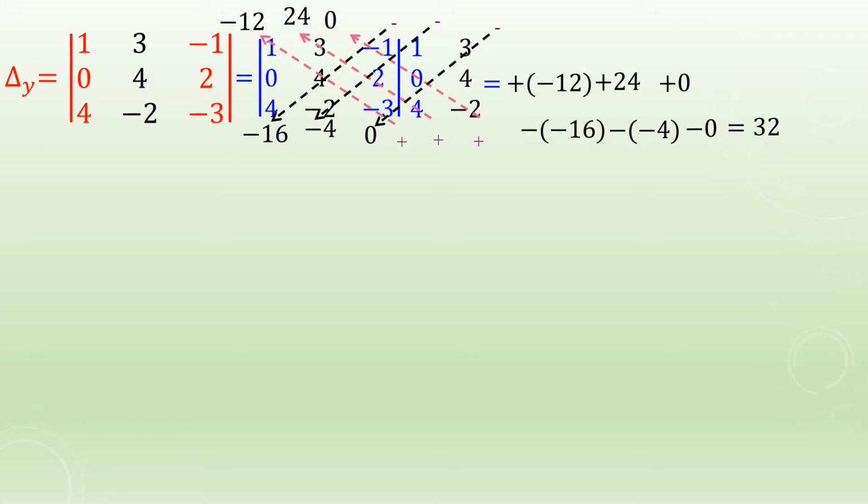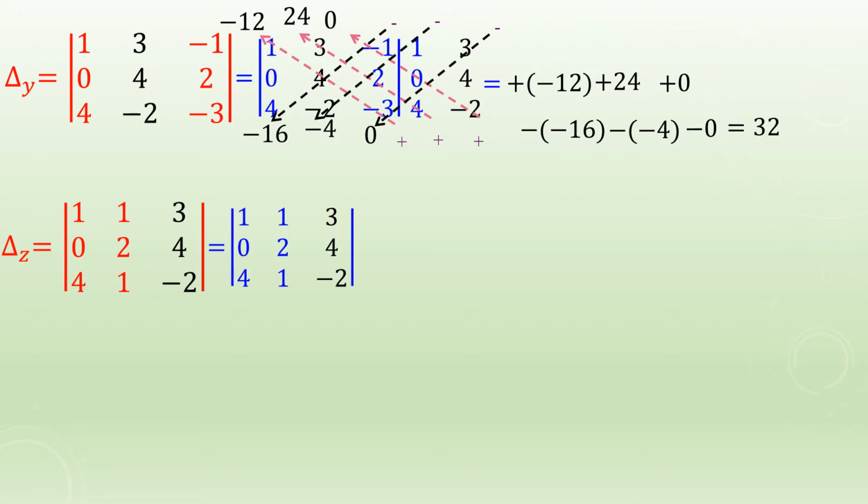Delta z, I replace the coefficient of z with the constants. I find this is the value of determinant 1, 0, 4, 1, 2, 1, and replace the values of z with 3, 4, negative 2. I rewrite the determinant and rewrite the first two columns and multiply 1 times 2 times negative 2 equal negative 4. I put positive negative 4.